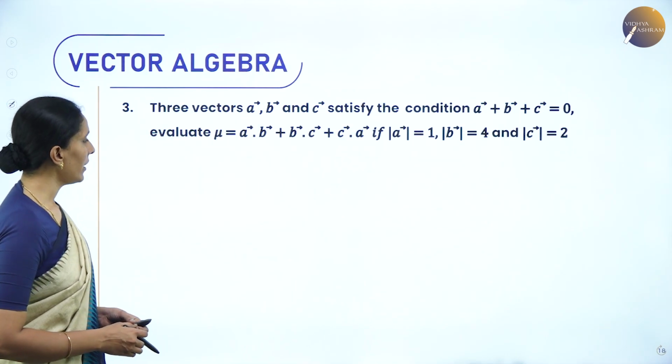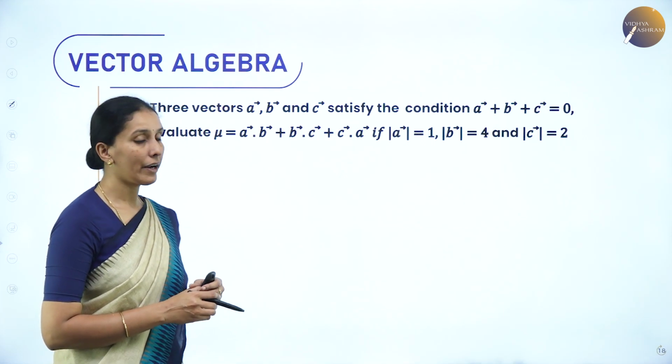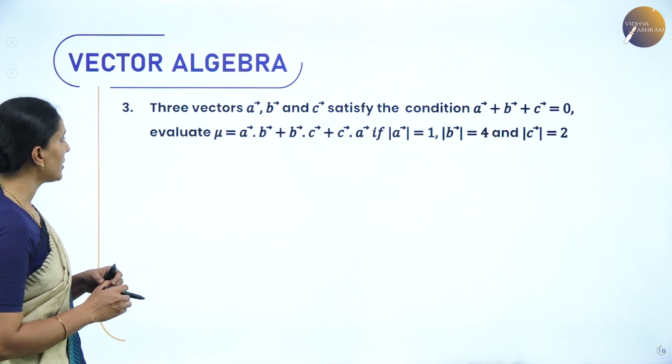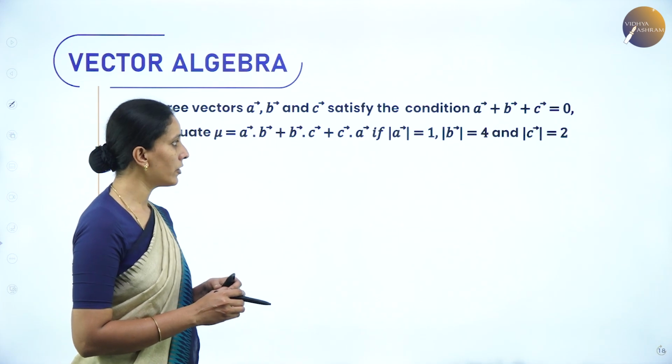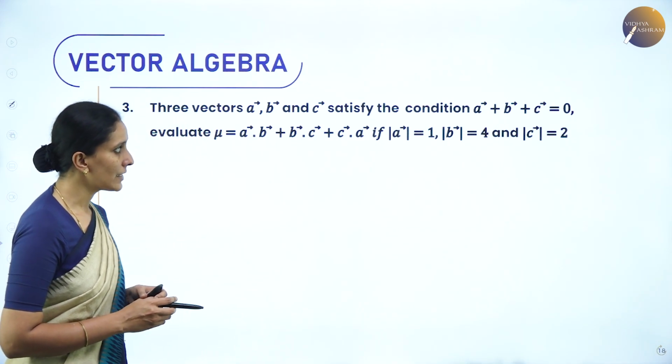Next question. Three vectors, vector a, vector b, vector c, satisfy the condition that vector a plus vector b plus vector c is a null vector. Evaluate mu is equal to a dot b plus b dot c plus c dot a if magnitude of a is 1, magnitude of b is 4 and magnitude of c is equal to 0.